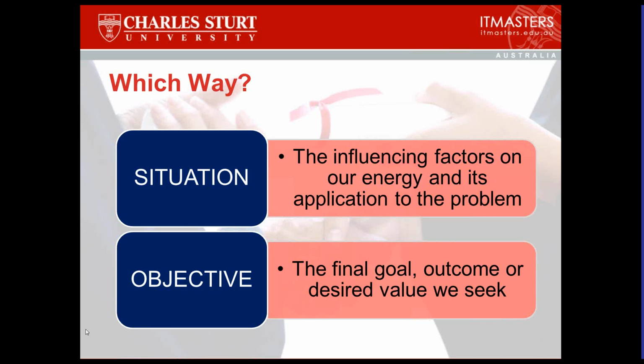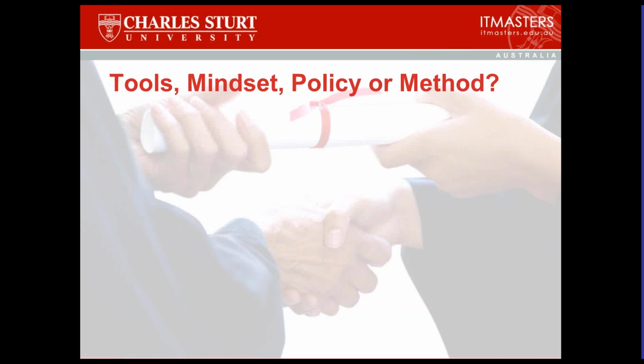So if we're trying to decide which way to go, and we know that they are fundamentally driven by the combination of our situation and our objectives, what does that mean? Are Scrum, Lean, Agile tools? Is it a mindset? Should it be thought of as a policy or a methodology? What is it really?